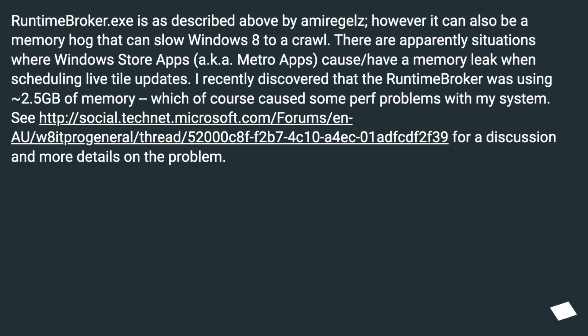RuntimeBroker.exe is as described above by Amir Eagles, however it can also be a memory hog that can slow Windows 8 to a crawl. There are apparently situations where Windows Store apps, aka Metro apps, cause a memory leak when scheduling live-tile updates. I recently discovered that the Runtime Broker was using 2.5 GB of memory, which of course caused some performance problems with my system. See this URL for a discussion and more details on the problem.